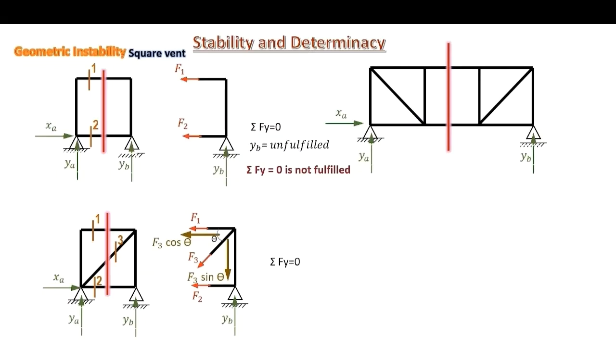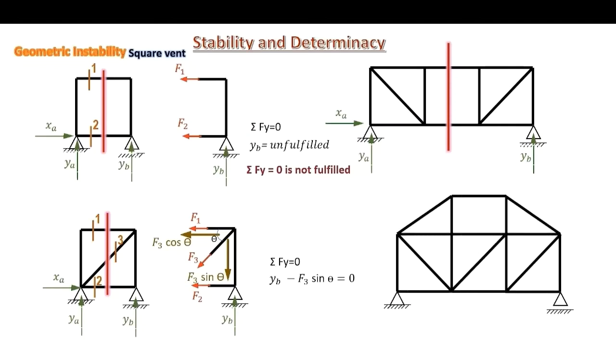And fulfilling sigma forces in the y direction equals 0, we can write that YB minus F3 sine theta, all forces in the y direction, equals 0. This means that the equilibrium equation in the y direction is now fulfilled and F3 sine theta maintains equilibrium with YB.